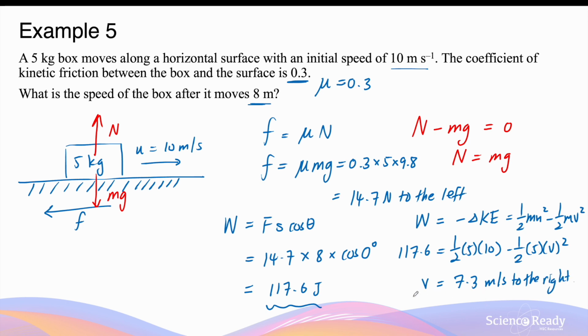Now you can see here the final velocity is smaller than the initial velocity, which means the kinetic energy of the box has decreased during this time. And that should make sense because we said that friction is doing work against the motion of the object, which transfers energy out of the box, and this is the reason why its velocity decreases over the displacement of 8 meters.